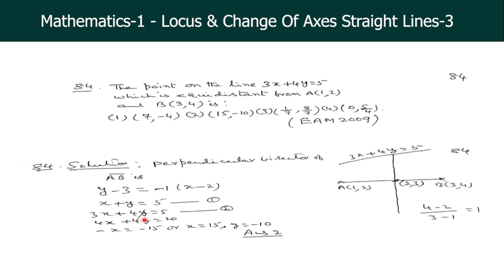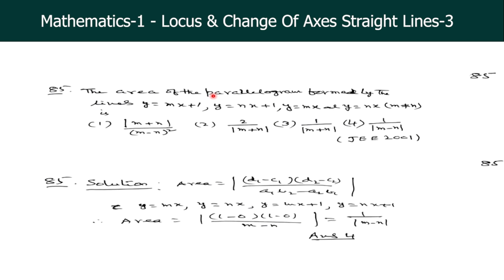Solving the equations 3x + 4y = 5 and 4x + 4y = 20, x is equal to 15 and y is equal to -10. So option number 2. Here only the perpendicular bisector equation is needed.